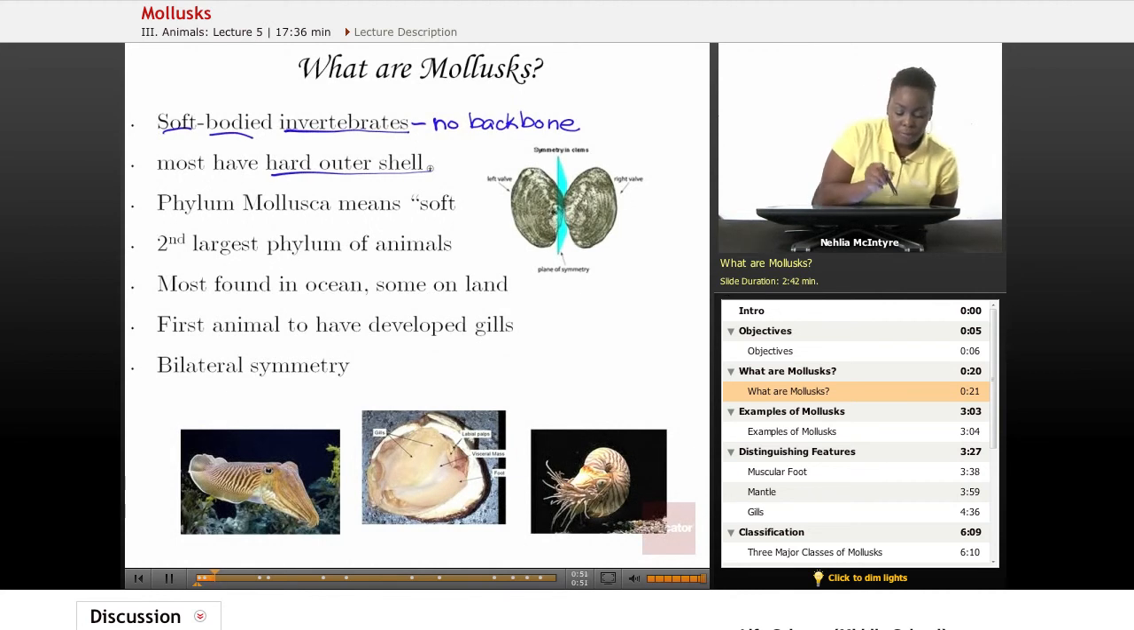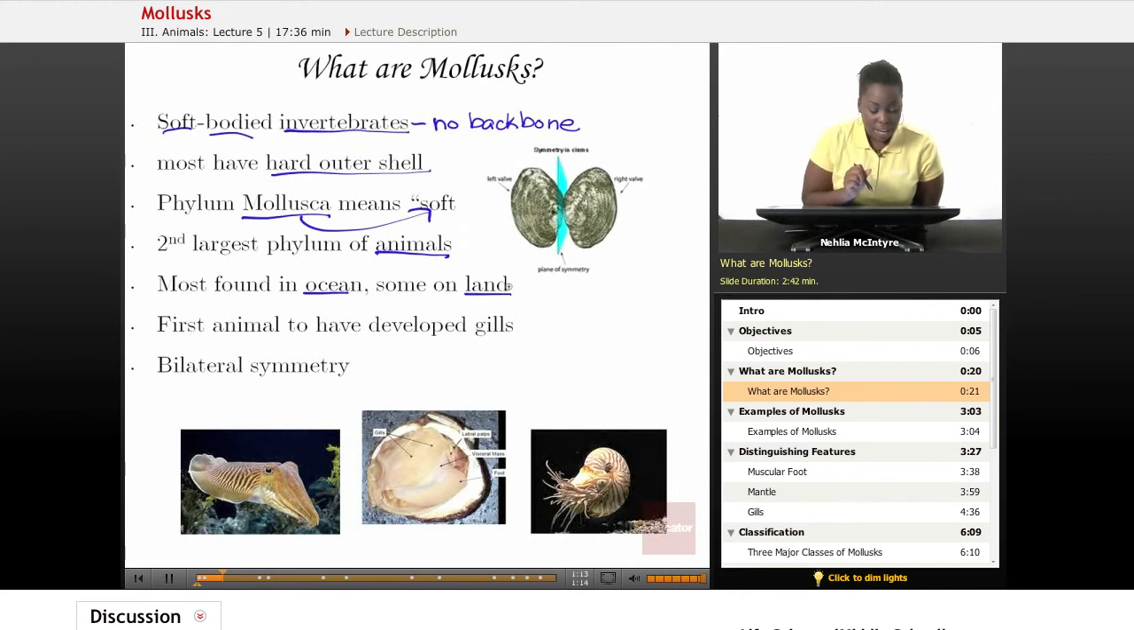Mollusks all belong to the phylum Mollusca, and that word mollusca just means soft. The phylum Mollusca is actually the second largest phylum of all animals. So there's quite a bit of diversity in this phylum. Most mollusks are found in the ocean, but some can also be found on land.